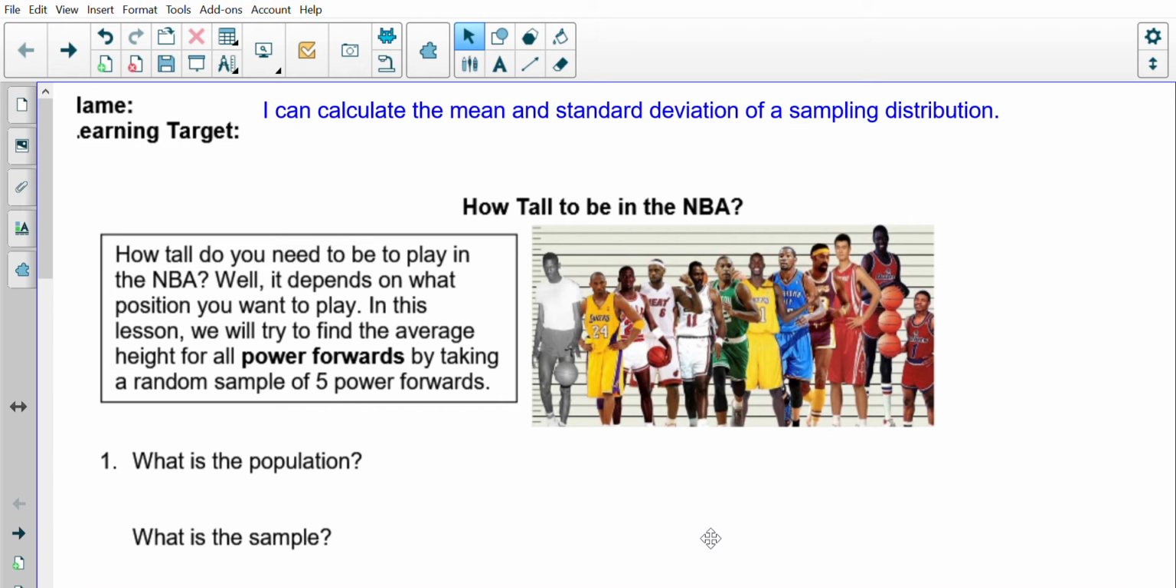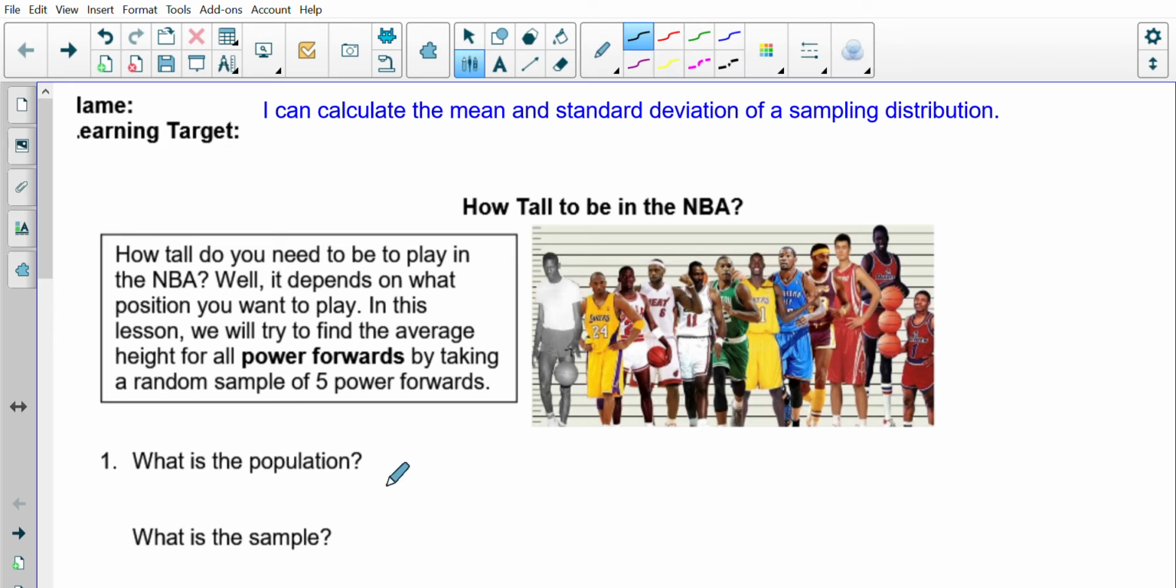Hey everyone, so today's learning target is I can calculate the mean and standard deviation of a sampling distribution. So it says, how tall do you need to be to play in the NBA? Well, it depends on the position you want to play. In this lesson, we will try to find the average height for all power forwards by taking a random sample of 5 power forwards. So right now, I want you guys to answer the question, what is the population?